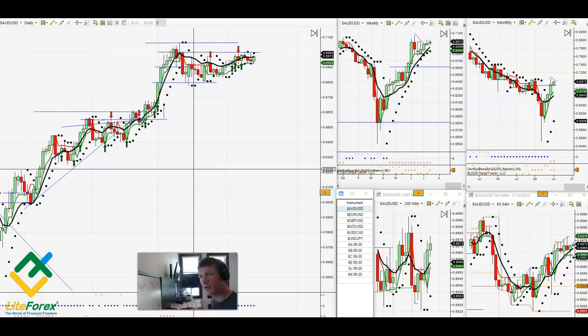I'm going to do a breakdown of the Forex pairs starting with the Australian USD.